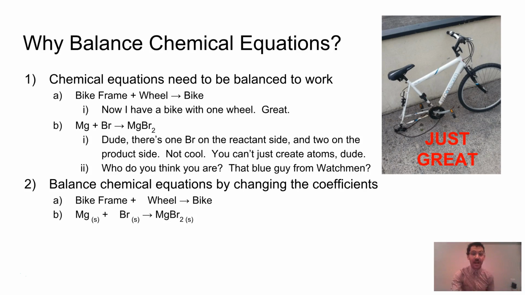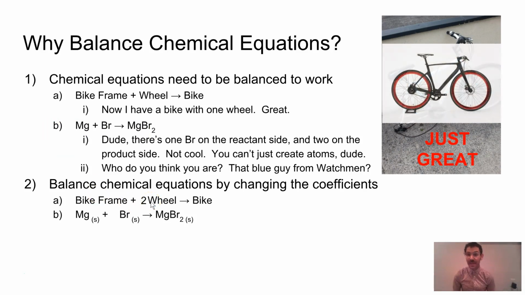Anyway, if we want to make balanced chemical equations, we want to put in coefficients. So I can put a cool 2 in front of my wheel, a coefficient, and now I have an equation that works. A bike frame plus 2 wheels does give a real cool bike, like that one. Or if I take a bromine and I put a 2 in front of it, now this equation works. Magnesium plus 2 bromine atoms gives me magnesium bromide, and this is a balanced equation.